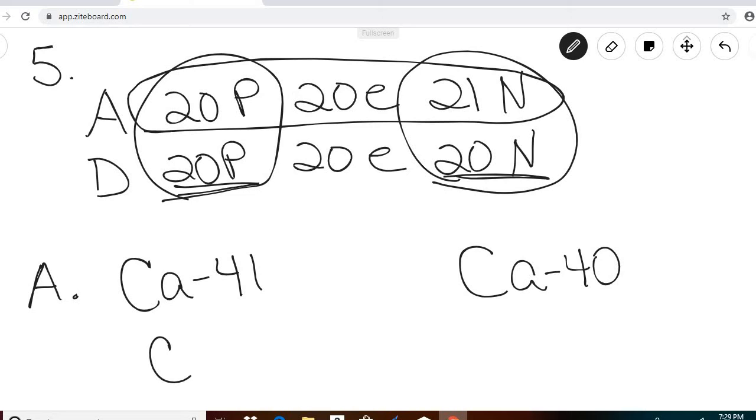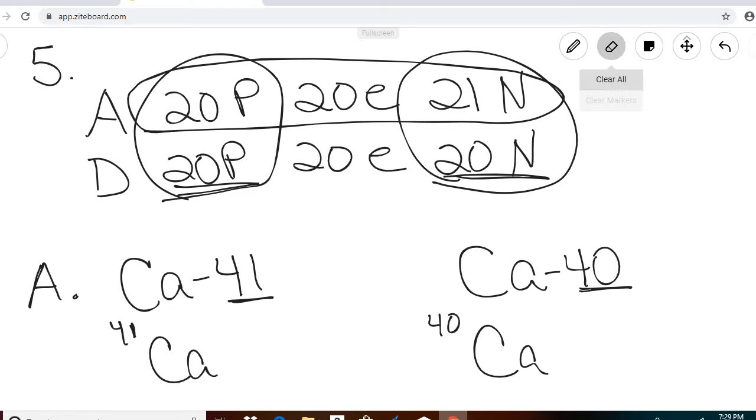And these also, remember, can be written like this. Okay, that's the same thing. It's just a different way of writing isotopes. Okay, so again, this number is protons plus neutrons. And if it has 20 protons, then we know that it's calcium.